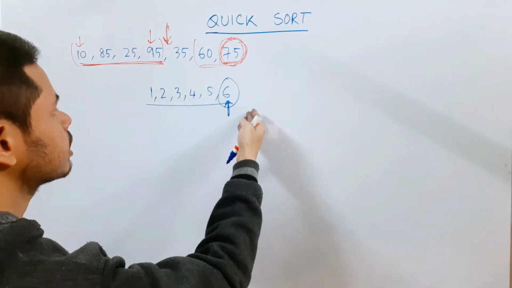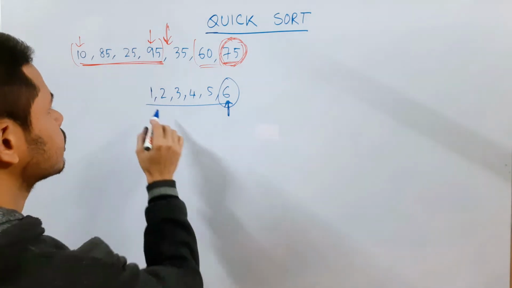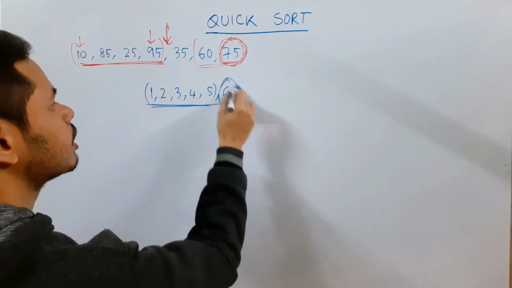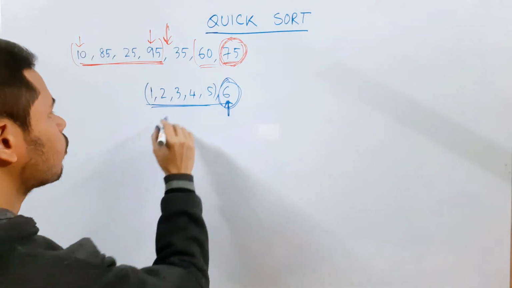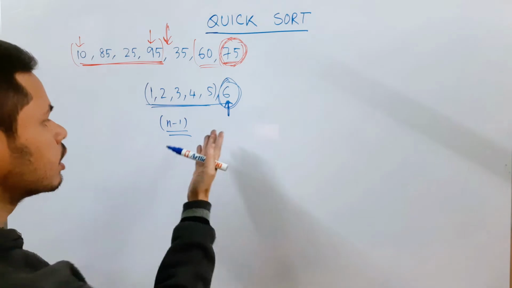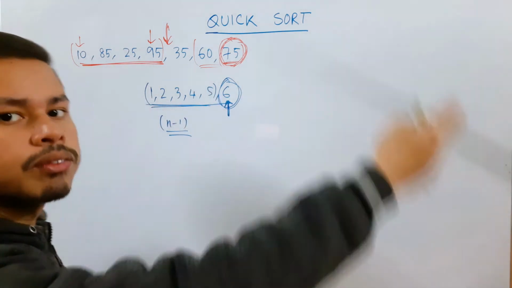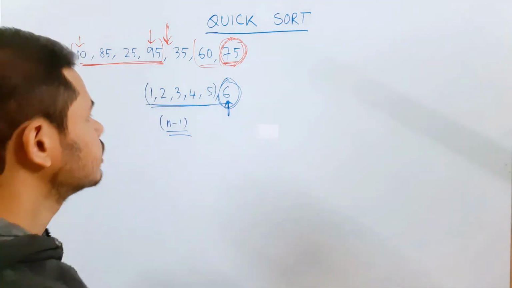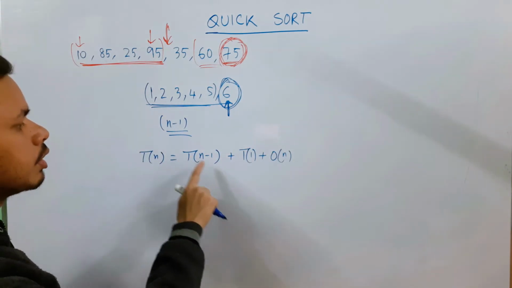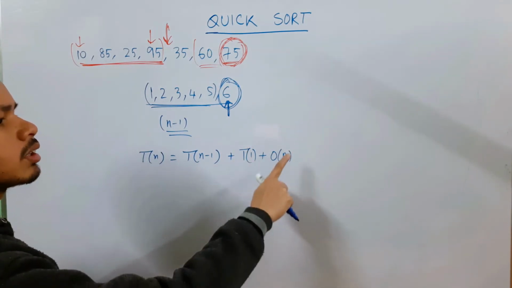But in this case, the division will happen in such a way that all these elements will remain in the left half and the pivot will remain in the right half. So all the n-1 elements, if the array contains n elements, will remain on one side and only one element will remain on the other side. So in this case, what will be our recurrence relation? T of n will be equal to T of n-1 plus T of 1 plus order of n.